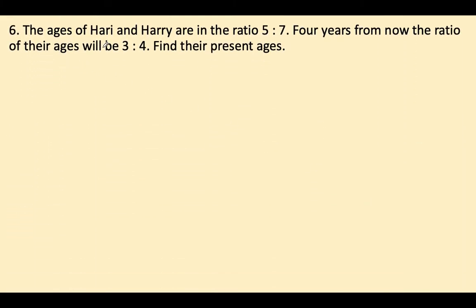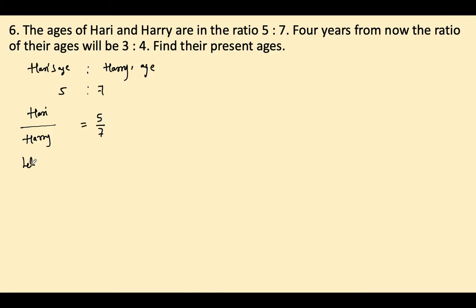The ages of Hari and Harry are in the ratio 5:7. 4 years from now, the ratio of their ages will be 3:4. Find their present ages. So what is given? Hari's age is to Harry's age in the ratio 5:7. What does this mean? That means Hari's age by Harry's age is equal to 5/7.